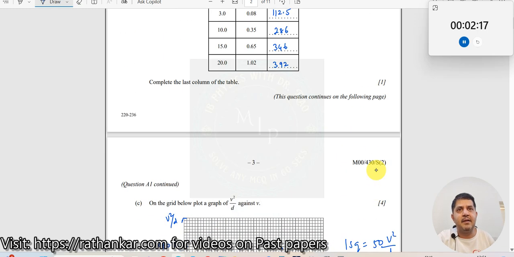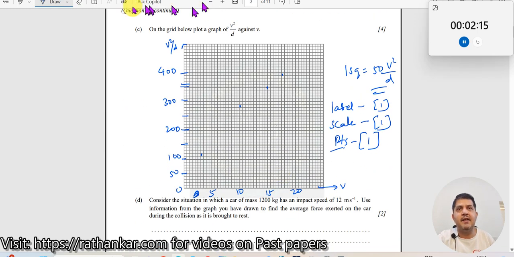Then what's the next step? You say complete the last column. Okay. On the grid, plot a graph. What do you mean plotting? Plotting means there should be a line plot. Okay. So I will draw the line plot over here. Let's start from here. Draw a smooth curve like this, which passes through all the points properly.